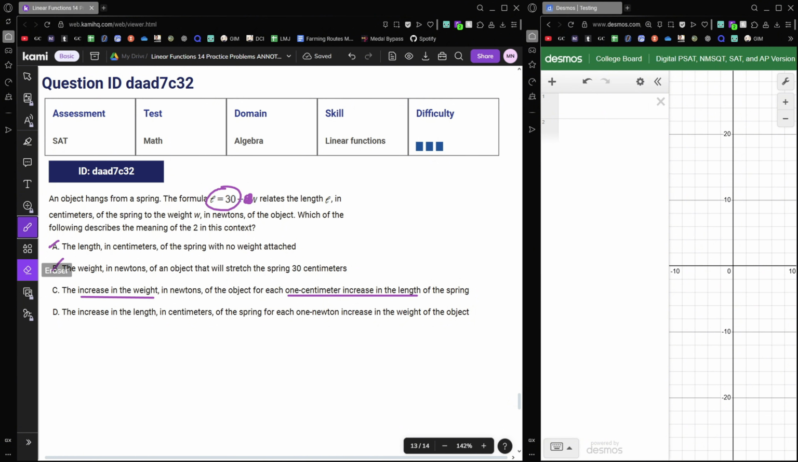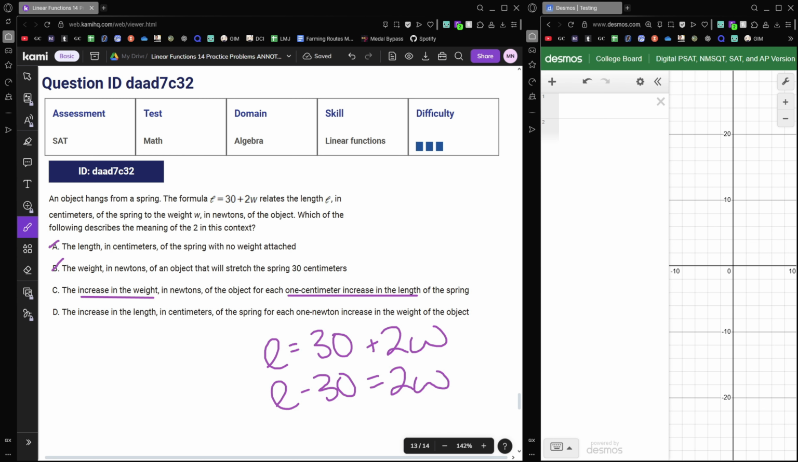So let's go ahead and quickly rewrite this formula, but in terms of W. First, we would move the 30 to the other side by subtracting 30 from both sides. And then to get W by itself, we would divide the entire thing by 2. Then we would end up getting this equation. The weight is equal to the length divided by 2 minus 15.